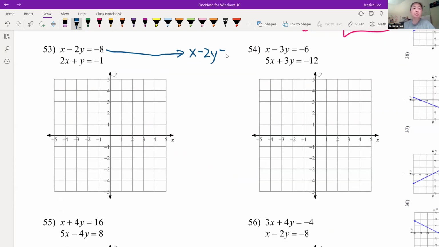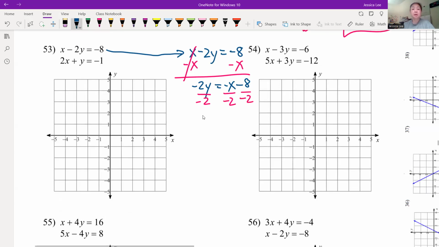x minus 2y is equal to -8. And then I'm going to subtract x on both sides. And I have -2y is equal to -x minus 8. Then I'm going to divide by -2 on both sides. I get y is equal to negative divided by negative is positive. Remember, there's no number here, so there's that invisible 1. So it's 1/2 x, because 2 does not go into 1 evenly. And then negative divided by negative is positive, so it's +4. All right.